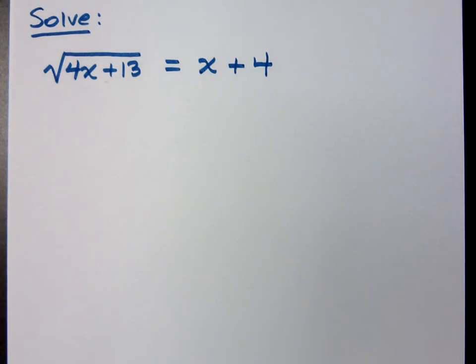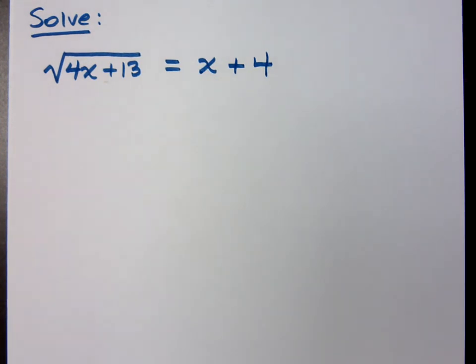So let's look at this equation right here. The square root of 4x plus 13 equals x plus 4. First step is to do what? Isolate the radical. The radical is already done. It's already by itself. So then I do what?